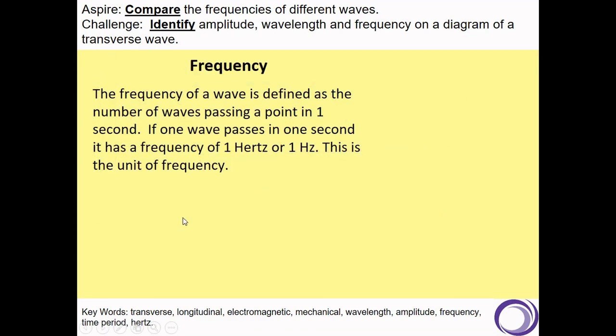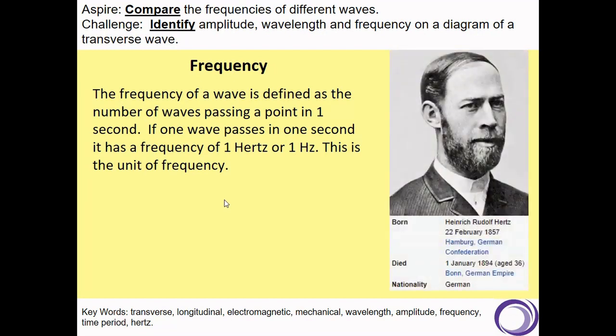Okay, so let's introduce frequency. The frequency of a wave is defined as the number of waves passing one point in a second. So if you stood on the beach and one wave passes over your feet in 1 second, that water wave has got a frequency of 1 hertz, 1 wave per second. So that's the unit of frequency, hertz.